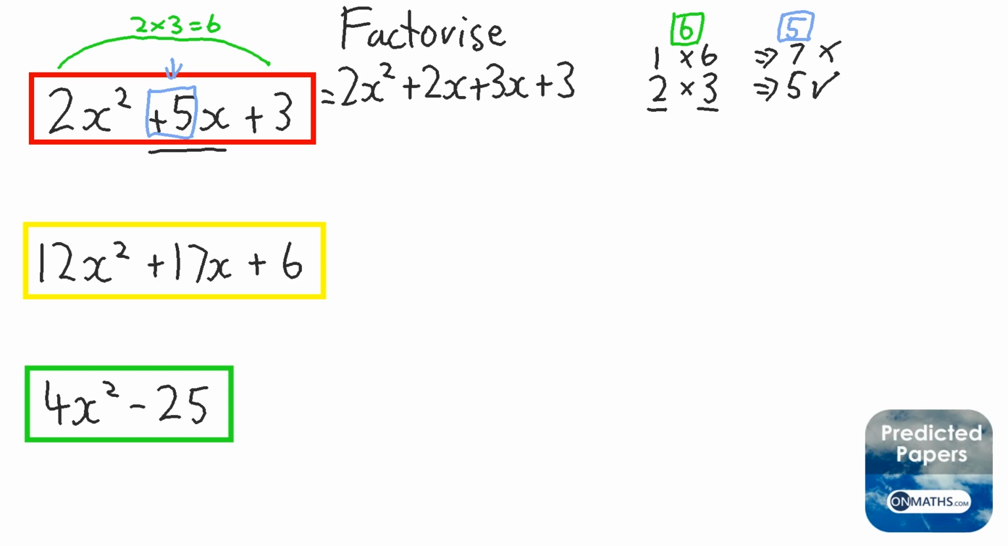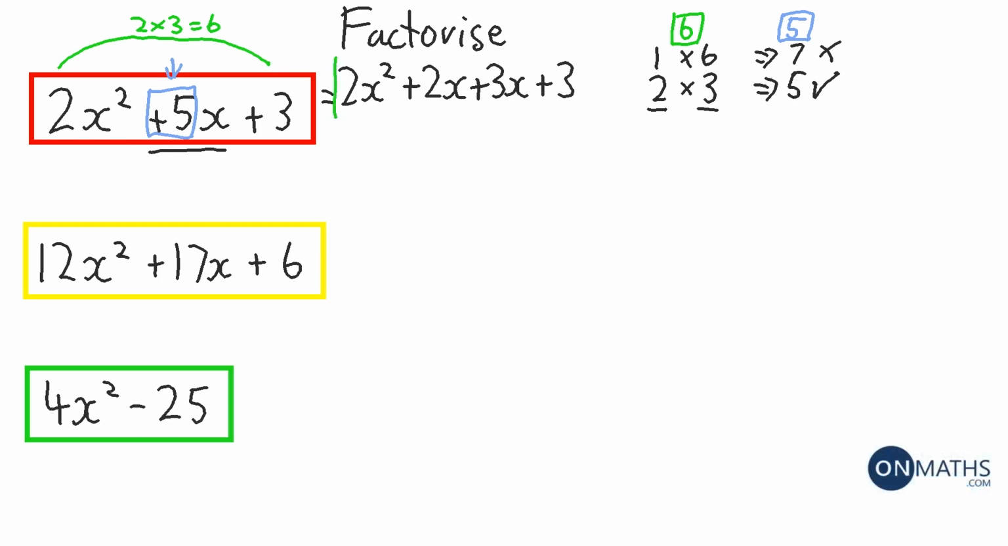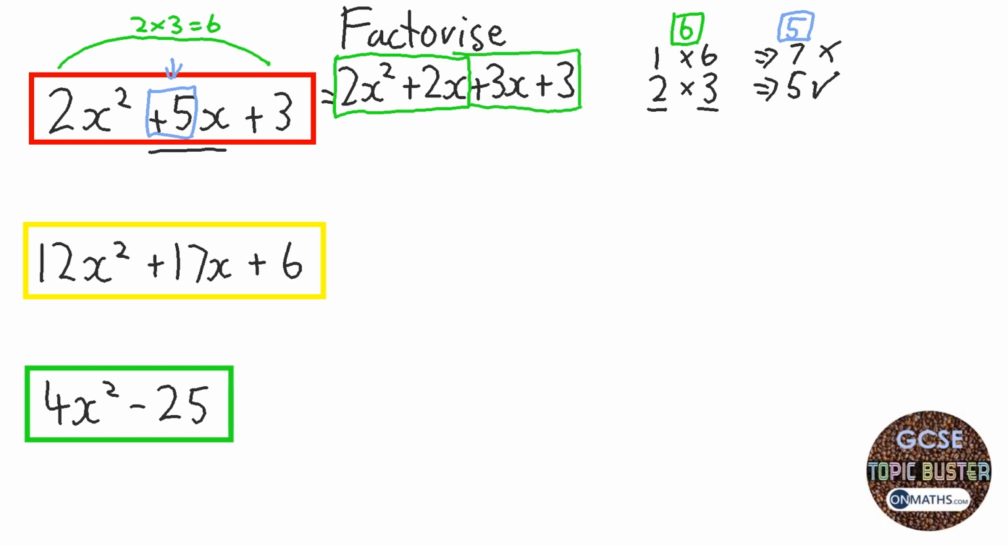But by doing this, I can split the question up into 2. I can just focus on this bit and do that bit first, and then just focus on this bit. And what we want to do is factorise just that first green box. So I'm looking at the 2x squared and the plus 2x, and I'm thinking, what can I divide out of both of those?